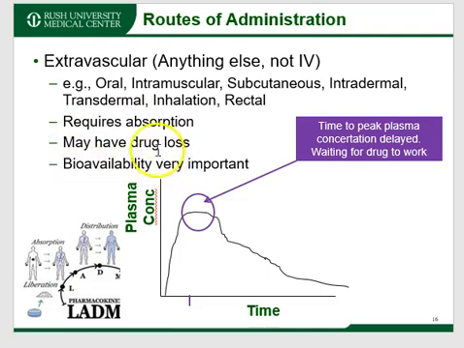And so the concept is that the bioavailability is going to be really important. So 40 milligrams is not going to be biologically available. It'll most likely be somewhere between 25 and 30, 35 milligrams available. And so you know that you're going to have some percentage of drug loss.